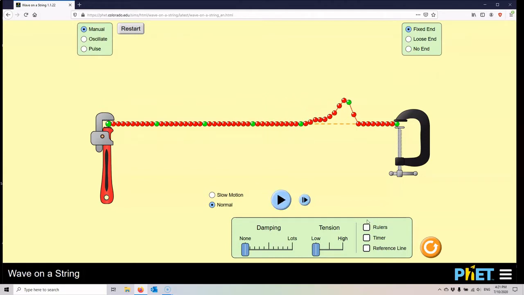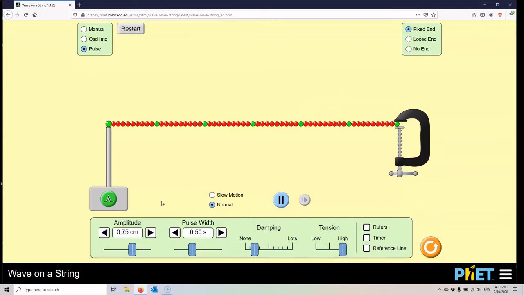All right. So let me just do it maybe with this pulse as well. I can do it this way. I press here and that comes as a triangular pulse. It's now going back and forth.